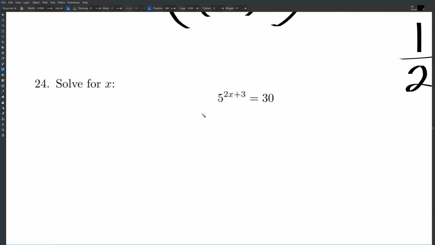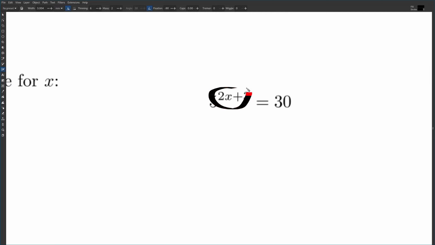Okay, solve for x. 5 to the power of 2x plus 3 is equal to 30. And this is going to be a helpful problem solving tip. If you're dealing with powers, with strange powers like 2x plus 3, you should try taking the log of both sides if you can't think of it conceptually.